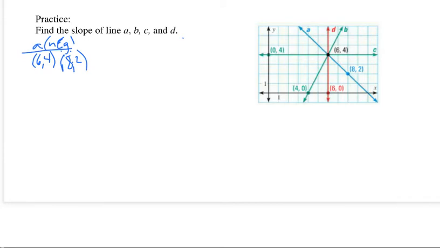So this is what your equation should look like. We need to subtract the y's on top. On the bottom it needs to be the x's, so 6 minus 8. When we subtract on top, we end up with a 2 over negative 2. So the slope is negative 1 for line A.